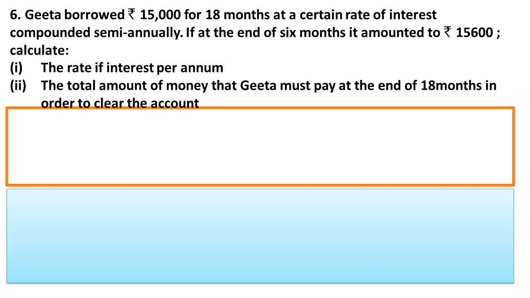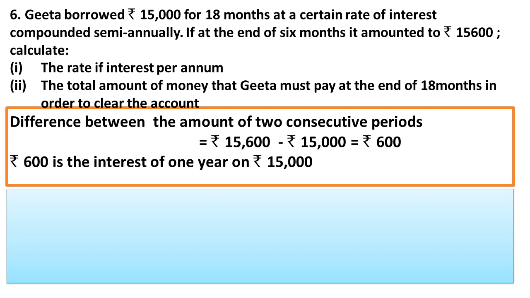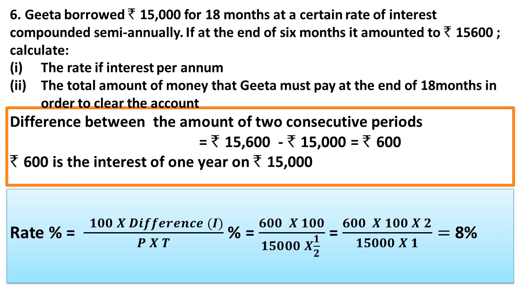By considering rupees 600 as the interest for the first half year on the principal of rupees 15,000, calculate the rate of interest. Rate of interest will be 8%. As it is for the first half year, you need to consider the term as 1/2.